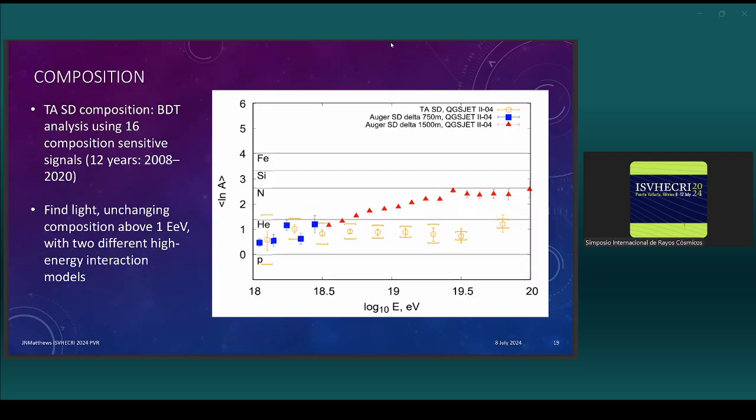We also tried doing a composition with a boosted decision tree on the scintillator data, where you have more statistics and you can go out to about 10^19.7 or so. And this also agrees with a light, proton-helium composition. This needs to be better correlated with the hybrid data, but that's what things are saying so far.